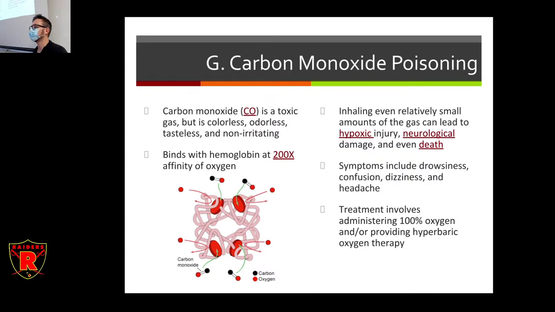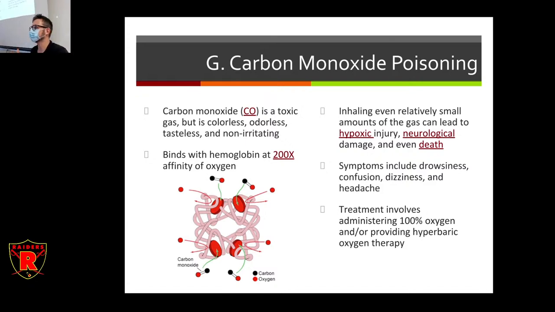Or it's bedtime, you're about to get into bed and you feel drowsy. Yeah, that's a normal part of being alive. So a lot of times people don't notice these symptoms because they are just normal things that they experience in their life, especially near bedtime. So you've got to have a carbon monoxide detector.